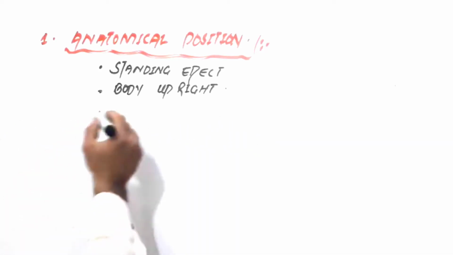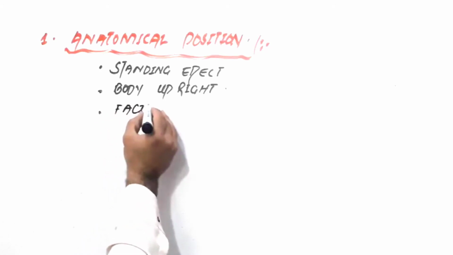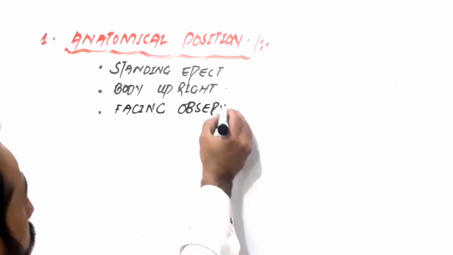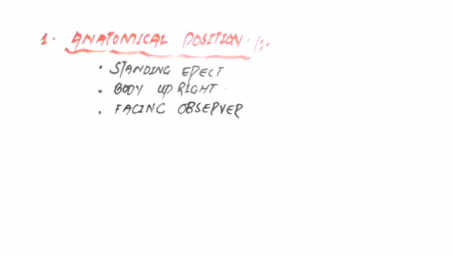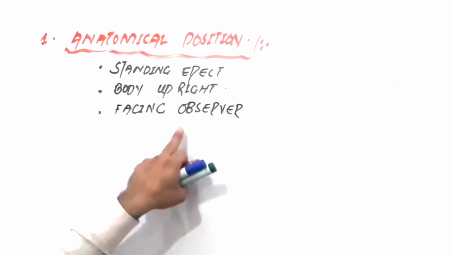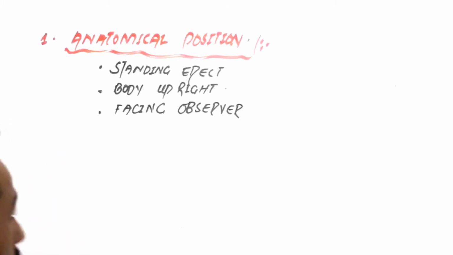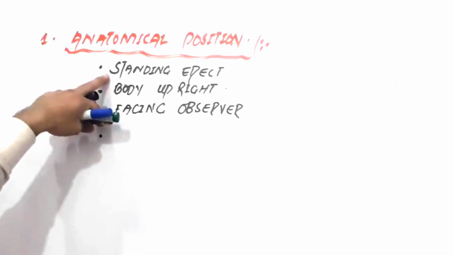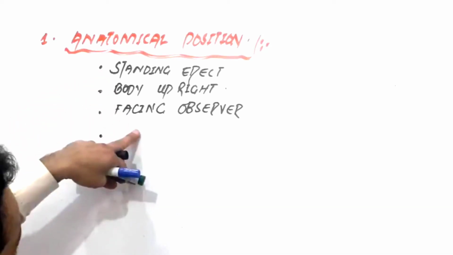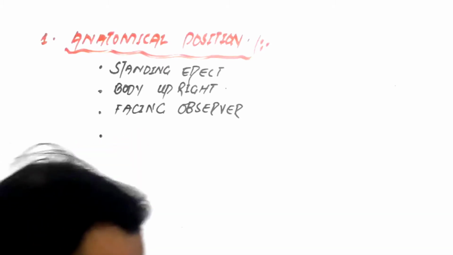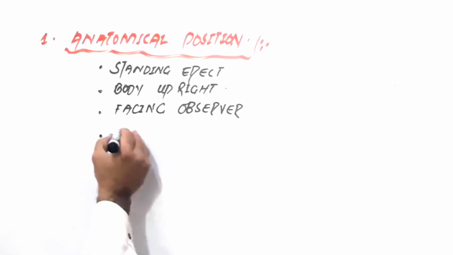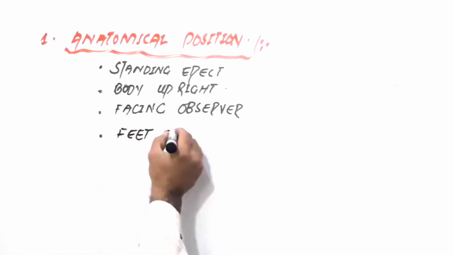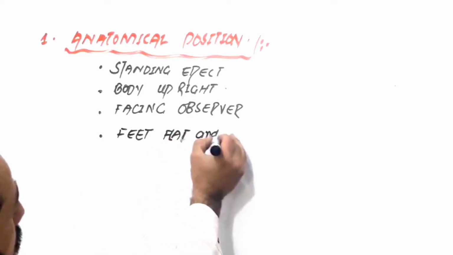So, face facing observer. The person who is in touch with you, who is talking to you and told you to show the anatomical position, you have to face towards him. I told you I will show you in the practical video, don't worry, you just write these points. Standing erect, body upright, facing towards the observer, and your feet should be flat and forward.